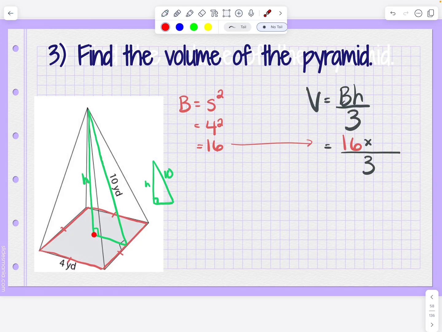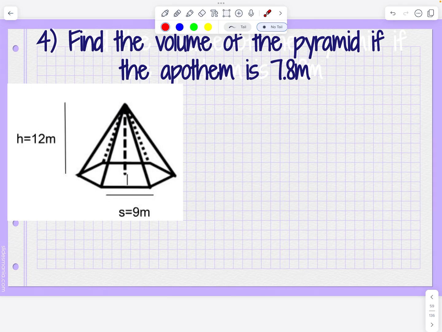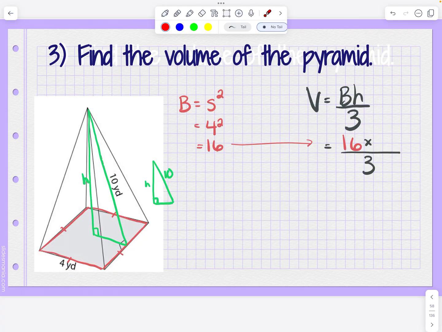Do we know this side length here? Some students might say 4, but 4 would be that whole length. And that green triangle doesn't go across the whole square, it only goes across half of it. So that base is half of 4, it is 2. Now I can do Pythagorean theorem here. The legs of the triangle meet at 90 degrees, so it's going to be h squared plus 2 squared equals the hypotenuse, 10 squared.